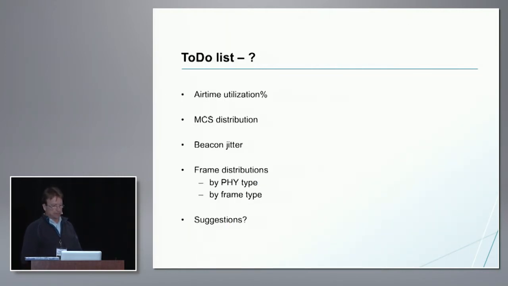I have a to-do list. Time permitting, I will do some more of this, maybe particularly the MCS distribution instead of the actual data rates, because that might say something more about the effectiveness or efficiency of the communication in the cell. And I'm open to any good suggestions.